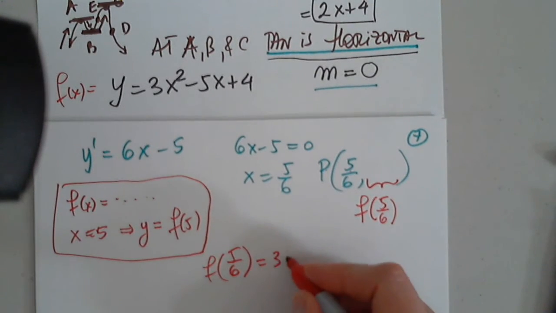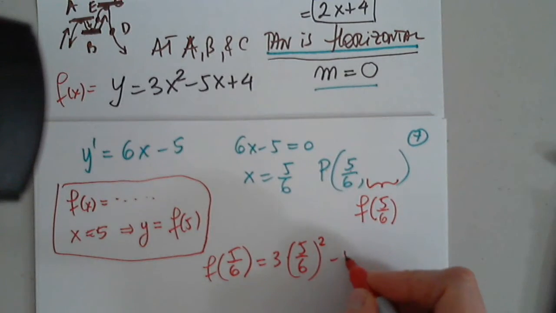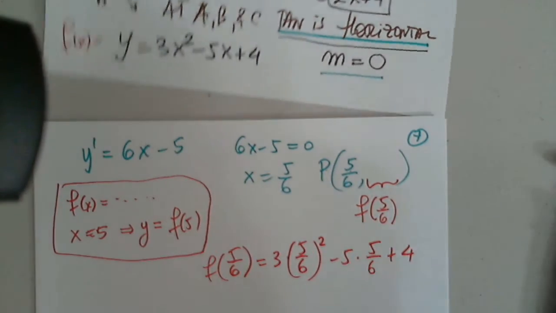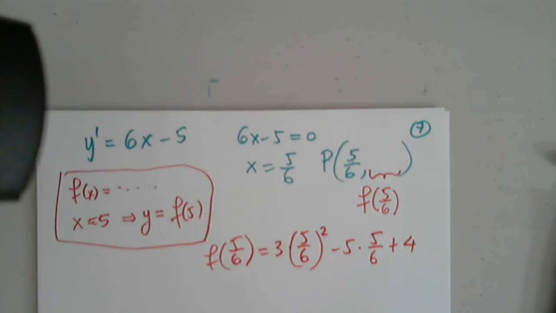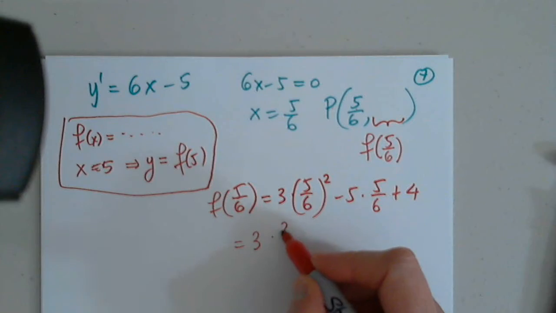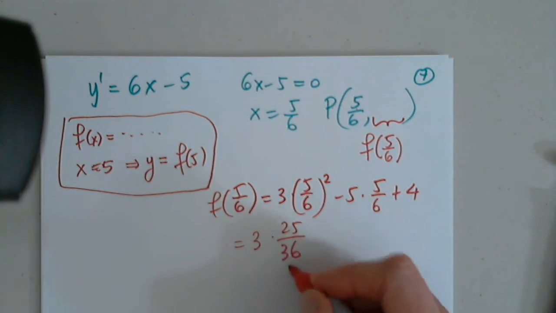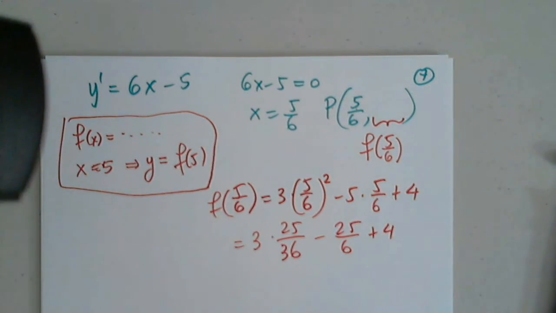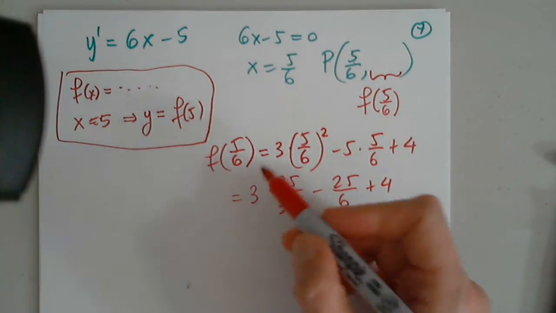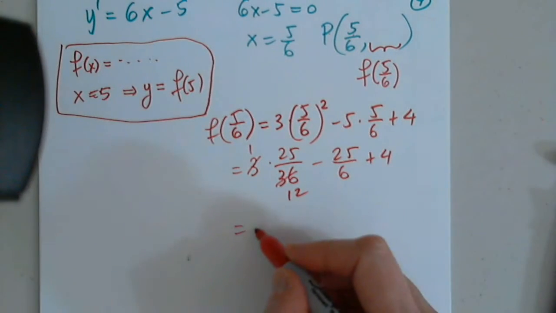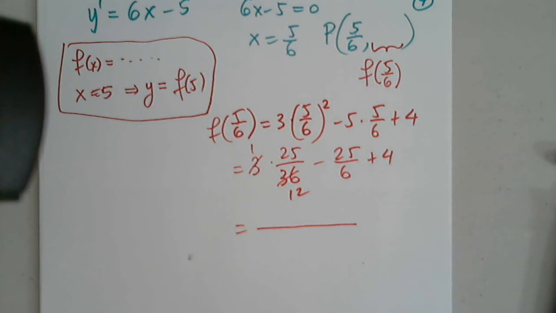So 3 times 5 over 6, everything squared, minus 5 times 5 over 6, and plus 4. So obviously, I have to square first. So this is 25 over 36. This is 25 over 6, and this is 4. And I will simplify by 3, of course, and I get 25 over 12. Can anyone give us now the least common denominator?